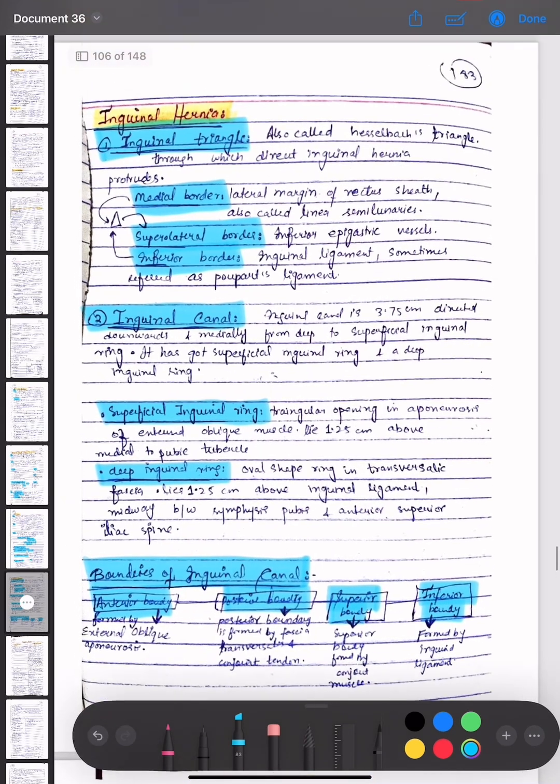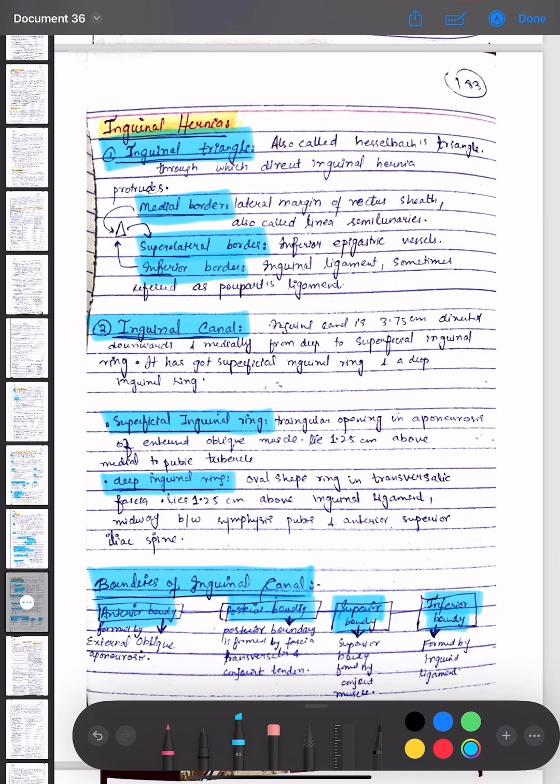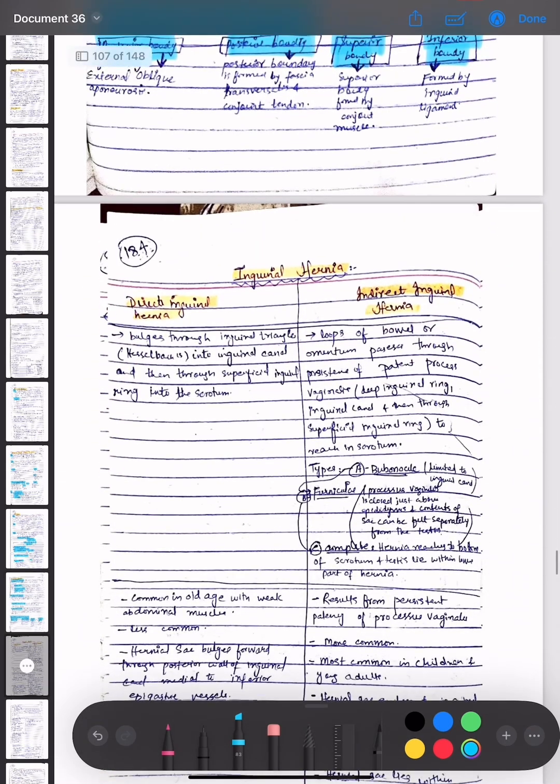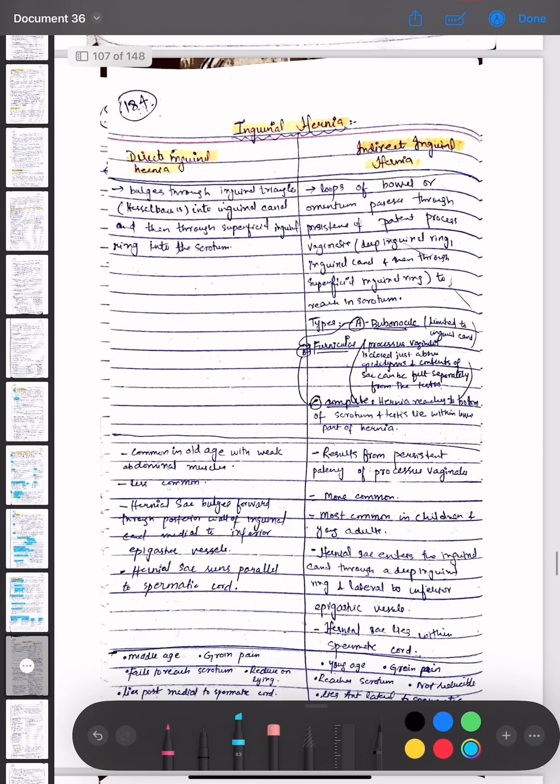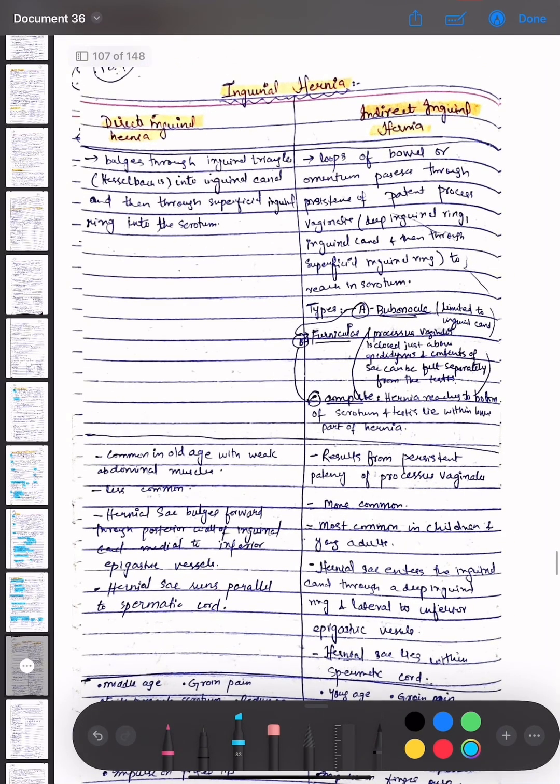So we have discussed the anatomy of the inguinal canal and inguinal hernia: the boundaries, the canal, and the inguinal triangle. Now coming to the different types of inguinal hernia, which are direct and indirect. The direct inguinal hernia bulges through the inguinal triangle, that is Hesselbach's triangle, into the inguinal canal, and then through the superficial inguinal ring into the scrotum. In the indirect inguinal hernia, loops of bowel or omentum pass through a persistent patent processus vaginalis, the deep inguinal ring, the inguinal canal, and then through the superficial inguinal ring to reach the scrotum.